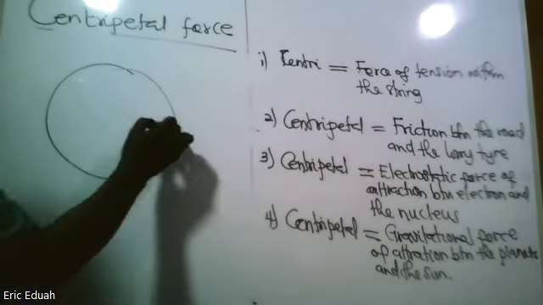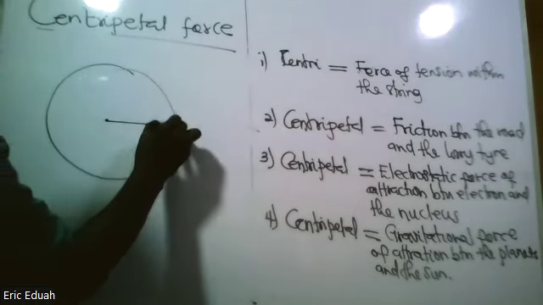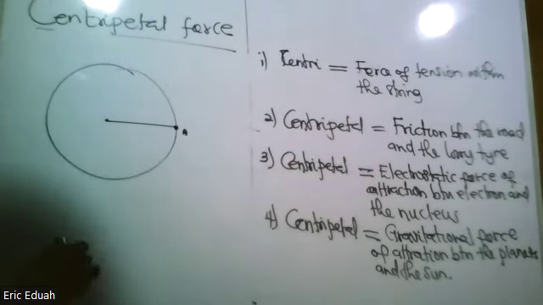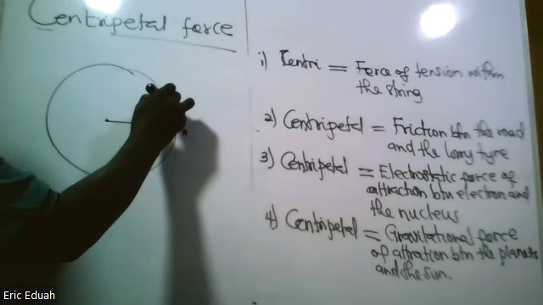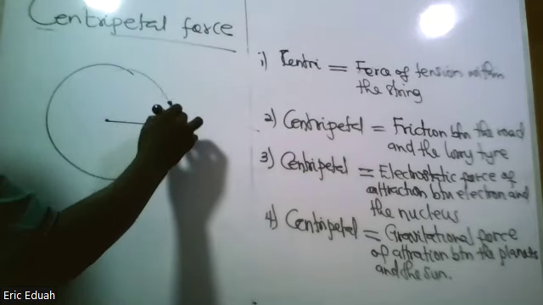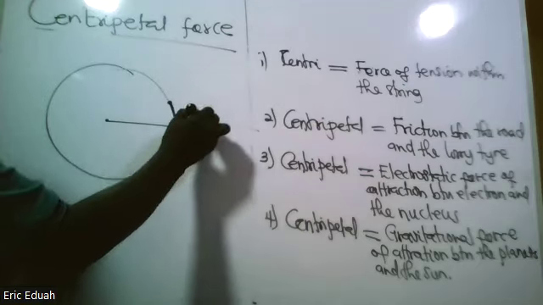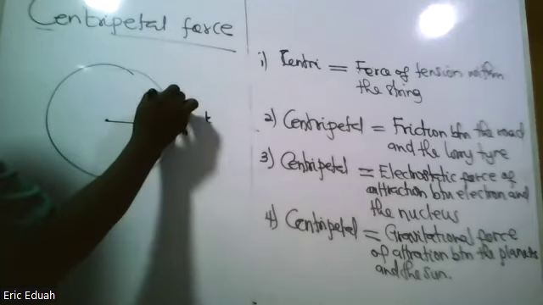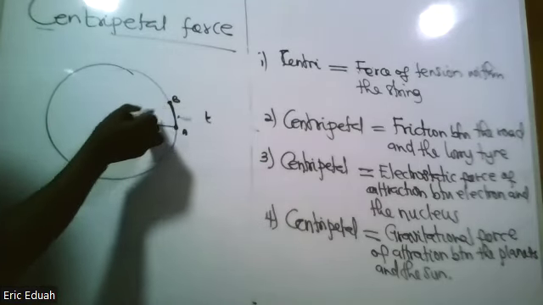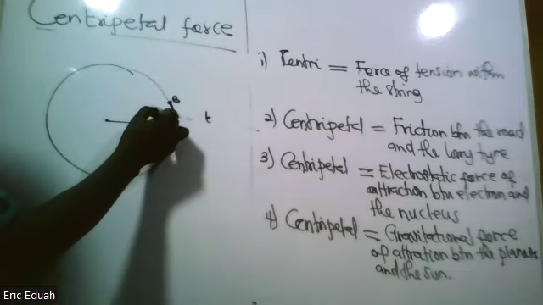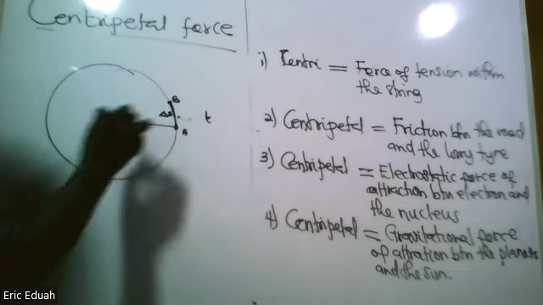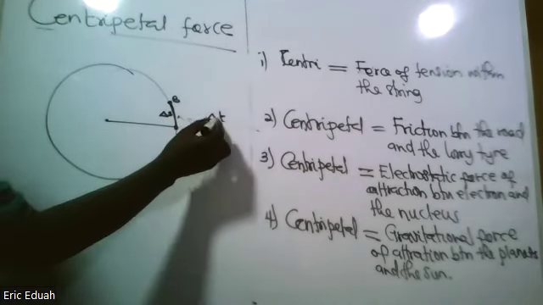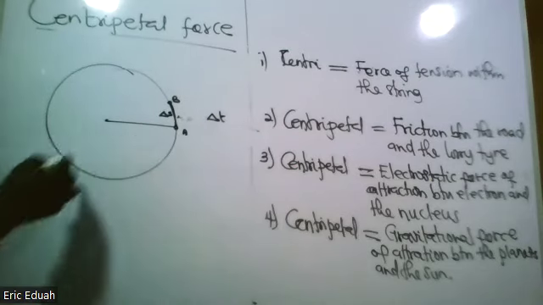This is a body in circular motion. The body moves from a point A, and within a small time interval delta t, the body moves from A to B. This is the small linear displacement, delta S. It takes a small time delta t to move from A to B.